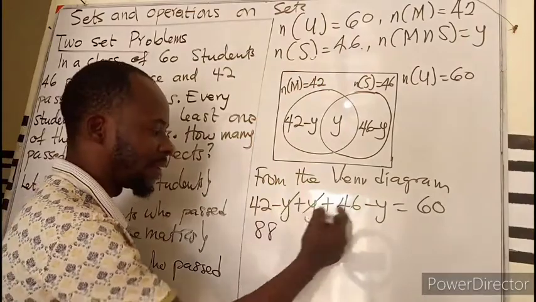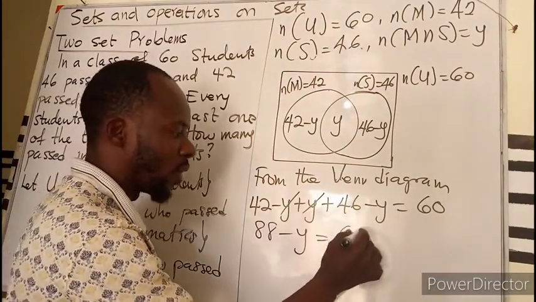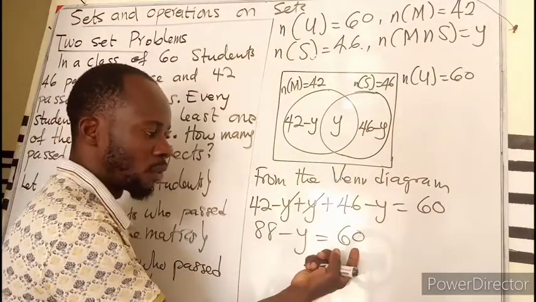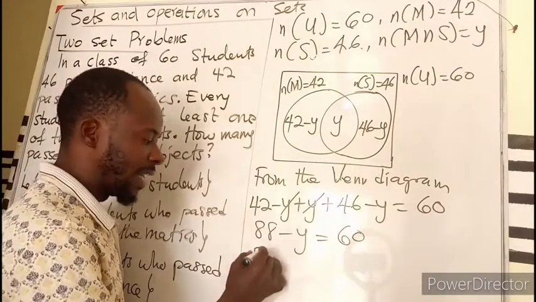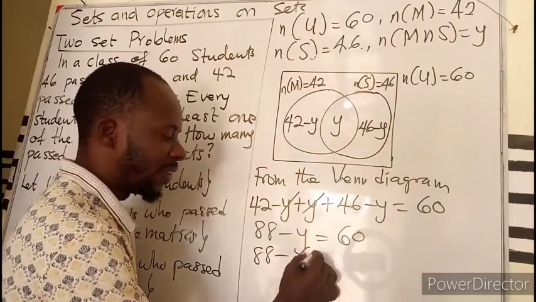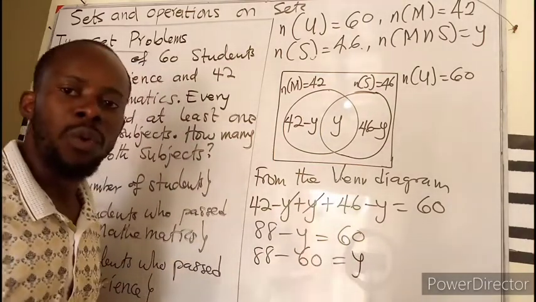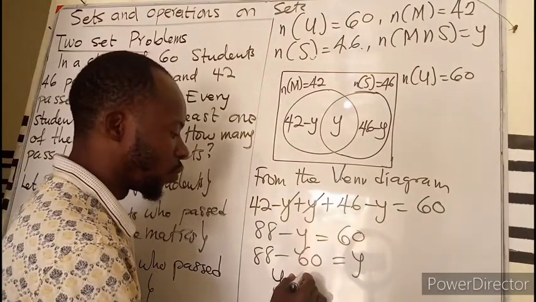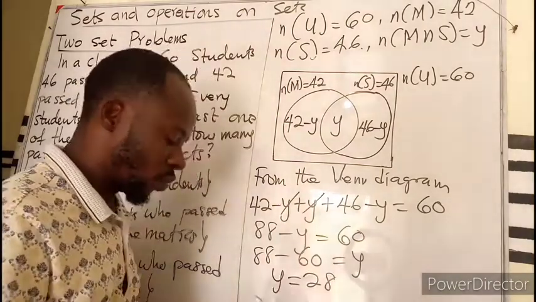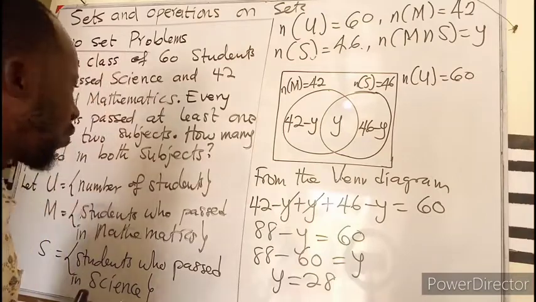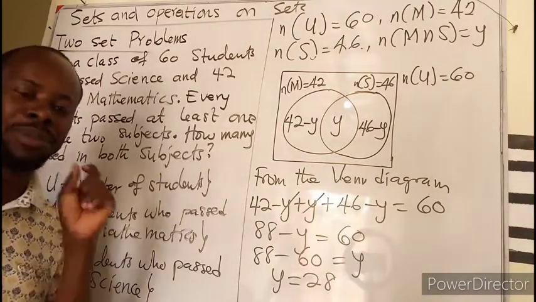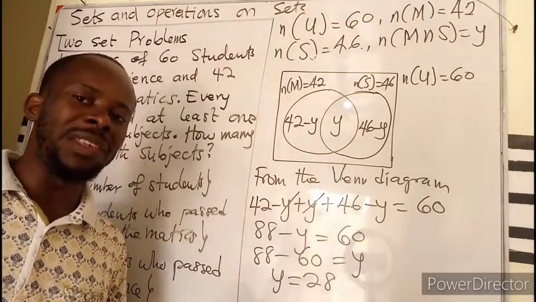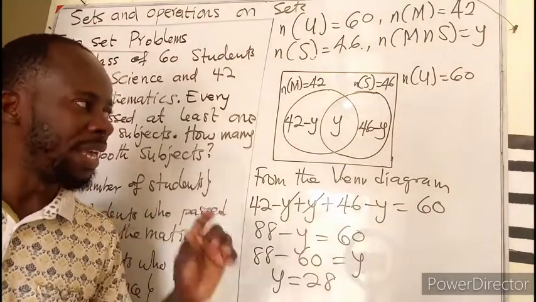So 88 minus Y equals 60. This is negative, so it will cross. This will also in turn cross. So 88 minus 60 equals positive Y. So in this vein, we can say that Y is equal to 28. Therefore, the number of students who pass in both subjects will be 28 students.